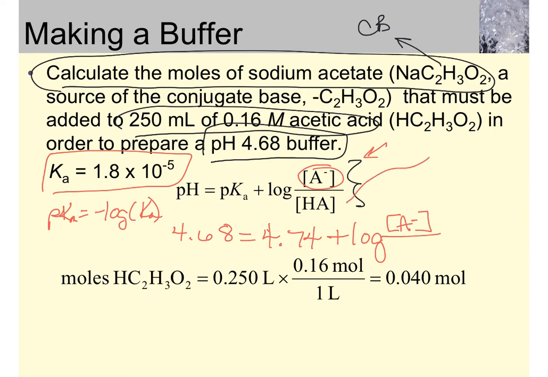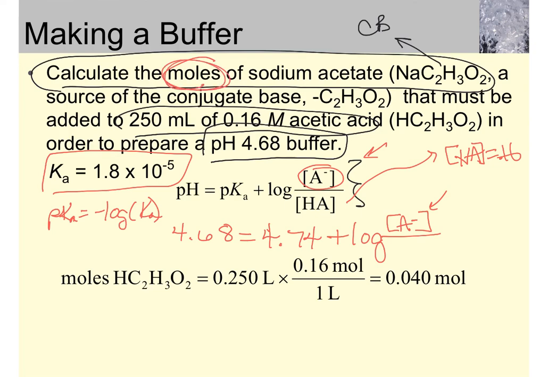So I can do one of two things. I can either plug in the concentration of the weak acid that they gave me, 0.16, but then what I'm going to get when I rearrange this equation is the concentration of the conjugate base, and then I'll have to convert that to moles, because notice they're asking for moles of the conjugate base, not molarity.